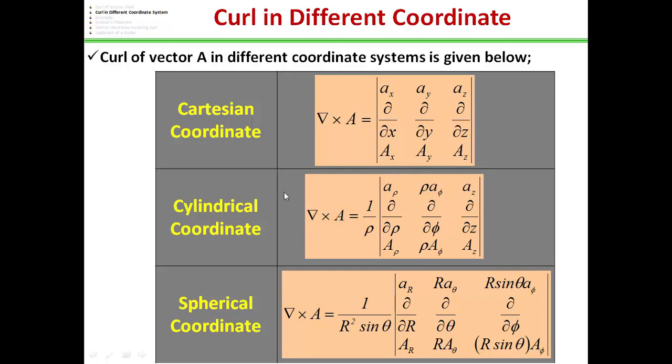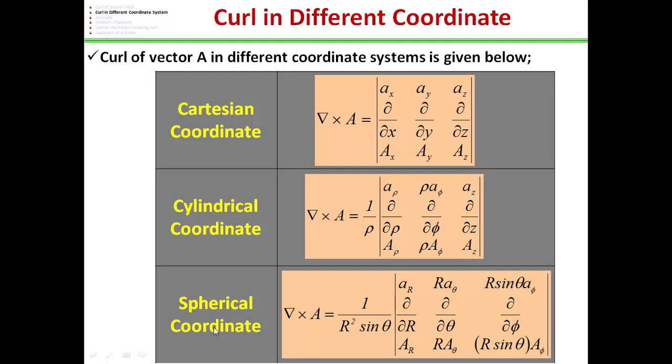Whereas in the cylindrical coordinate system, the curl of a given vector A is defined as 1 by rho times the determinant of a rho, a phi, az, where a rho, a phi, az are the unit vectors along rho, phi and z direction, del by del rho, del by del phi and del by del z, and A rho, A phi and Az, where capital A rho, A phi, Az are the magnitude components of vector A along rho, phi and z direction.